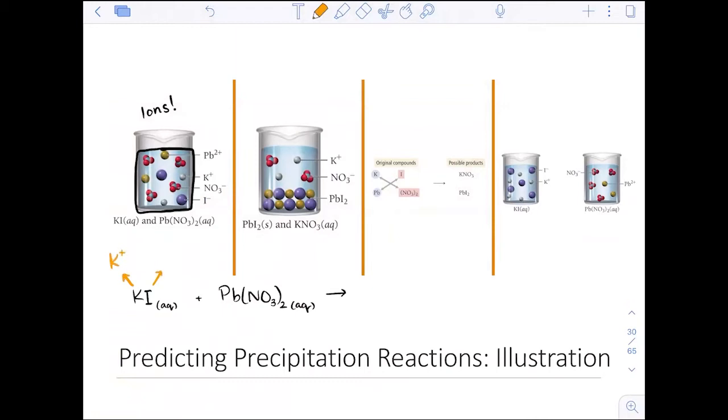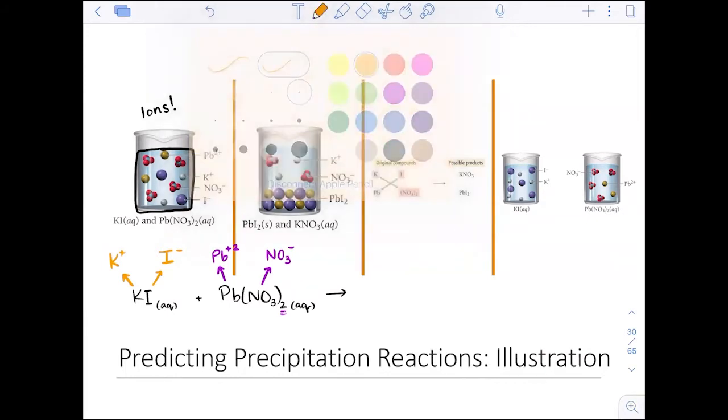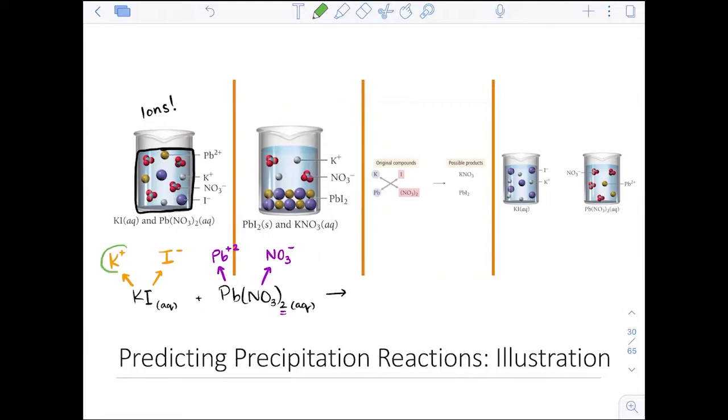Potassium iodide, K+1, I-1. Lead, Pb+2. How did I know? There's that little subscript. It was a cross charge, right? We use the cross charge rule. Nitrate is the polyatomic, you should still know, NO3-1. There are my ions. Now I need to be able to predict the products. And remember, the anion of one goes with the cation of the other. So 2 cations cannot mix. So I'm going to bring potassium and nitrate together.